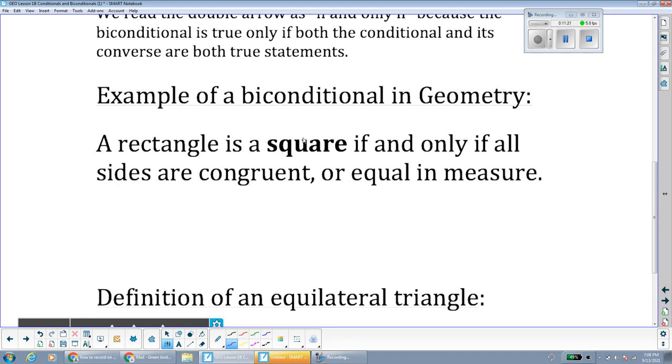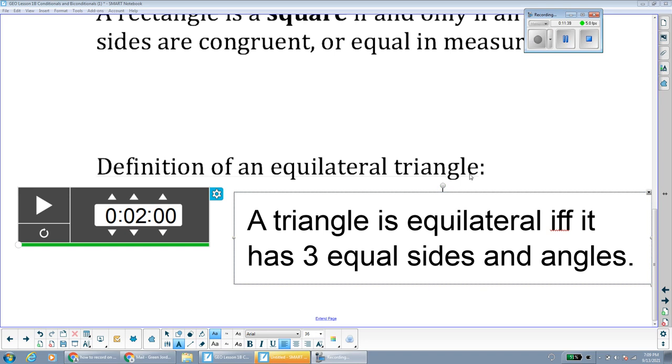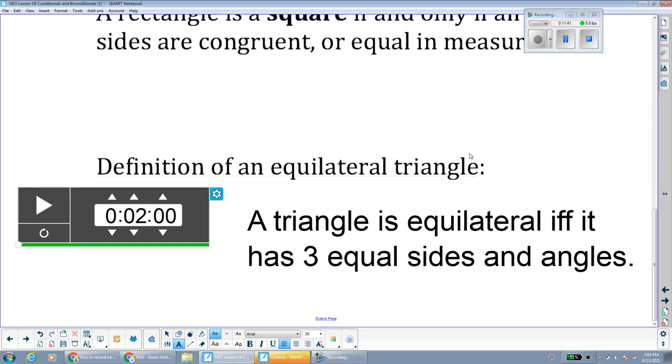Both the conditional and its converse are true, which makes this a true biconditional statement, using the words if and only if. Take a second and write down the definition of an equilateral triangle in biconditional form using the words if and only if. So I wrote down my definition of an equilateral triangle in biconditional form.